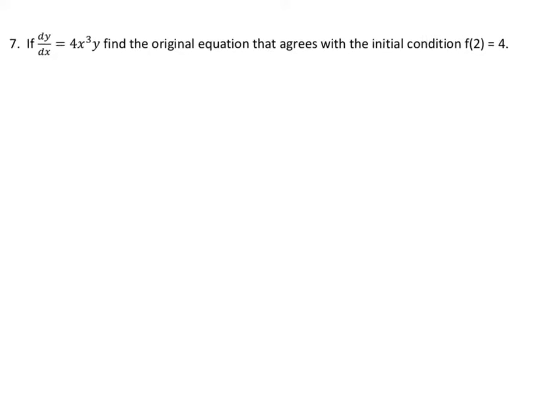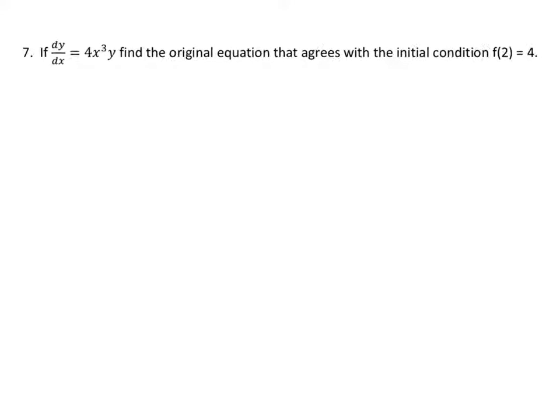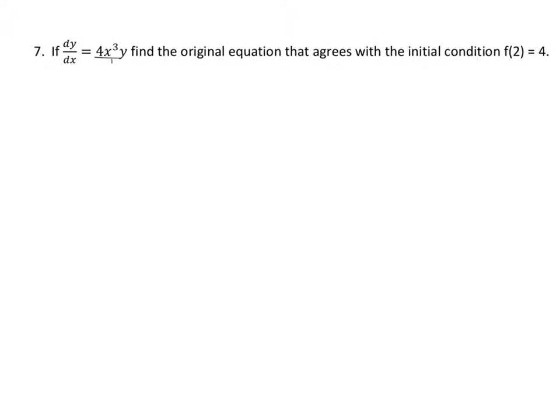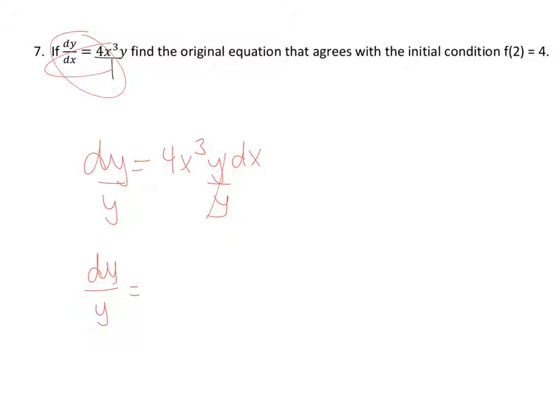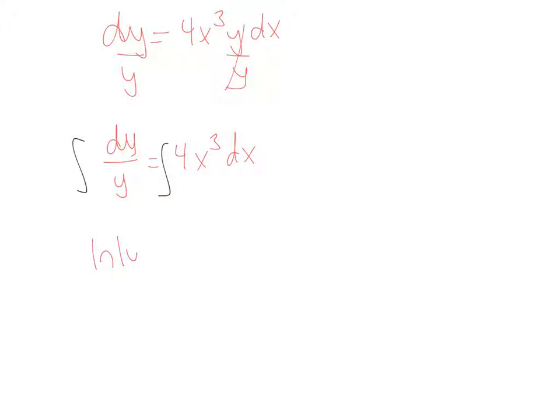Next question says, if dy dx equals 4x cubed y, find the original equation that agrees with the initial condition f of 2 equals 4. So what I'm going to do first is cross multiply by putting that over 1. So I get dy equals 4x to the third y dx. I'm going to bring the y over here because we want to bring the letters together. And now I'm going to integrate. So this left side is ln of y equals 4x to the fourth over 4 plus c. The 4's will cancel out.